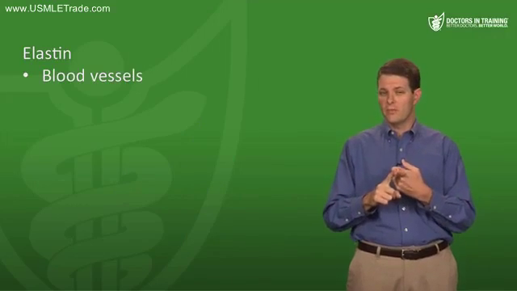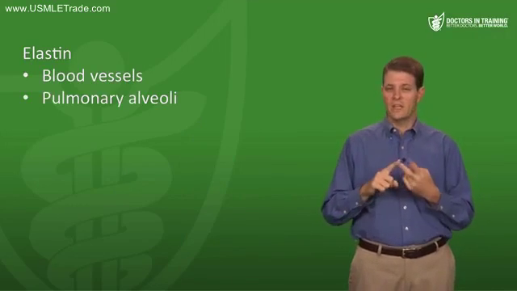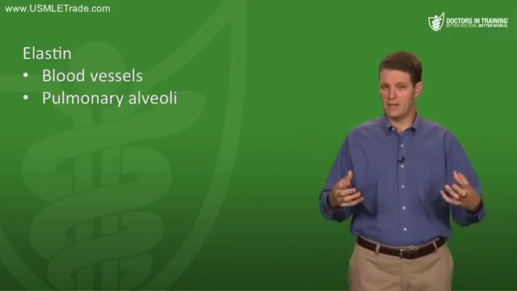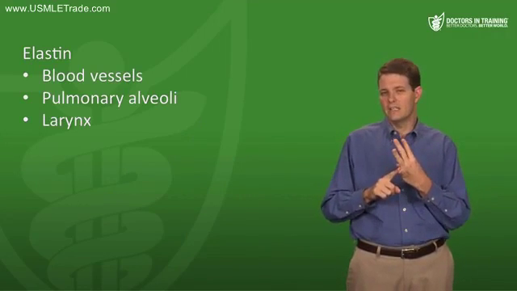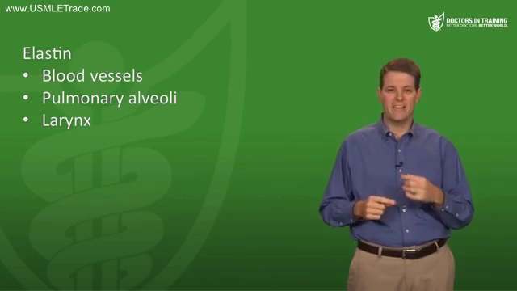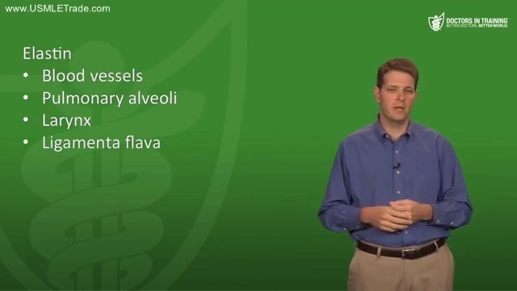So what tissues do we find lots of elastin in? Well, tissues that need to stretch and expand. So it's found in the blood vessels, especially the arteries. The alveoli of the lungs have to be able to expand and fill up with air. It's found in the larynx. And also the spine needs to be able to bend and stretch. So we have elastin in the ligamenta flava along the spine.